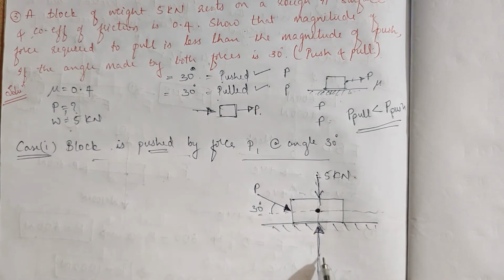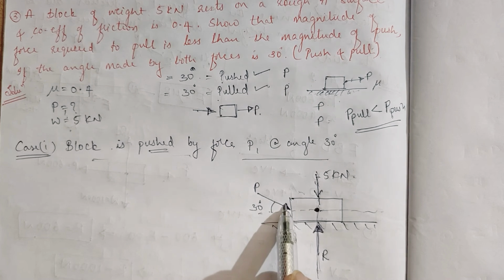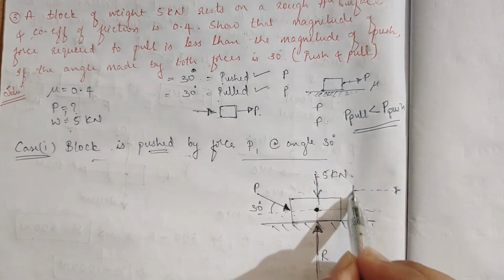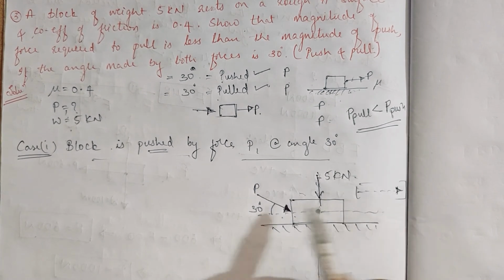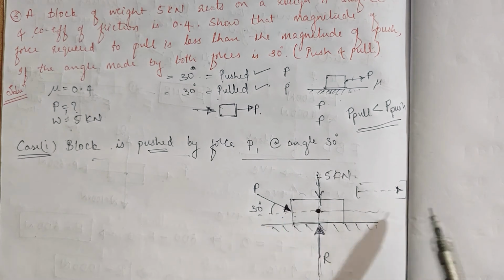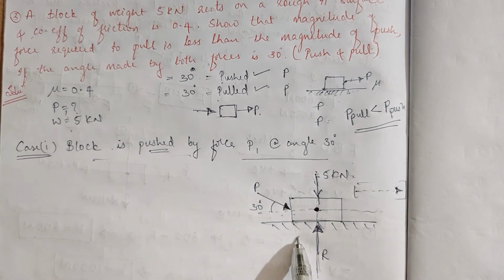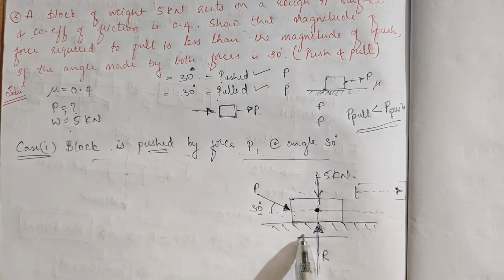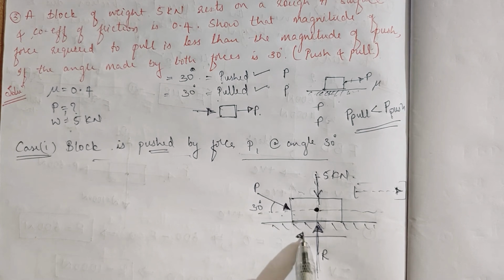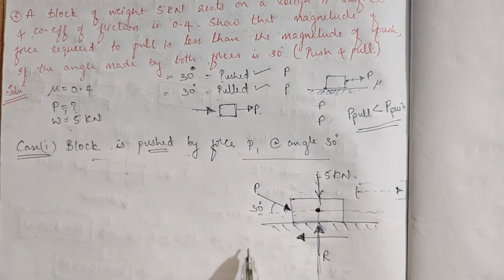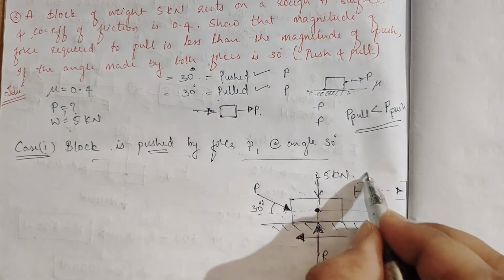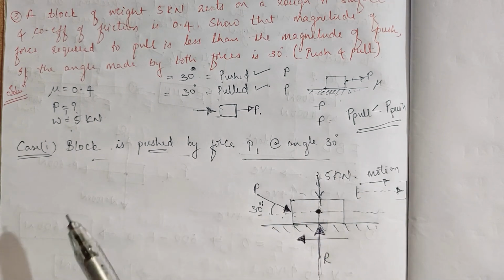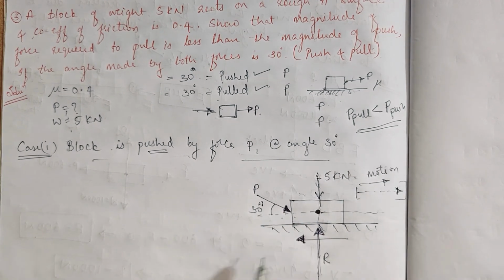R is generated, and if P is in this direction, the motion will be in this direction, right? The body will move in this direction. As we are pushing, the motion will be towards this, so the frictional force will be opposite to that. Because of this force P, the body will move like this, so friction will resist, opposite to this.